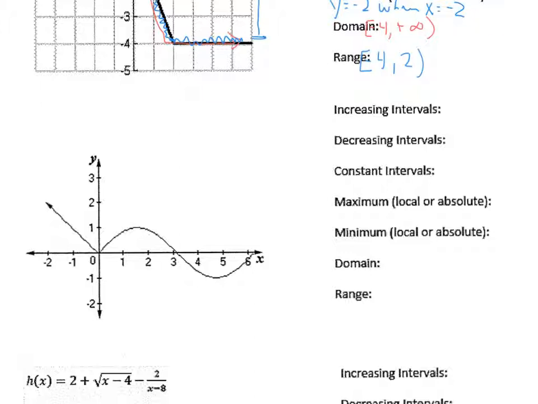The first thing I would address is, is it continuous or discontinuous? It is continuous, meaning from the left side of this graph all the way to the right side, we never need to lift our pencil. So that is a continuous graph. Generally that makes domain and range a little bit easier.